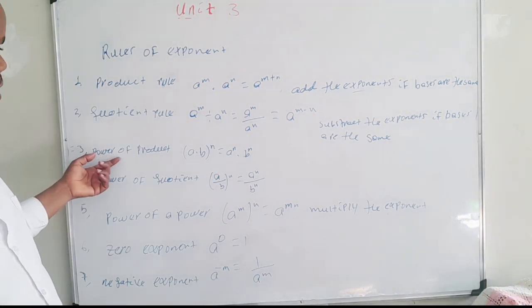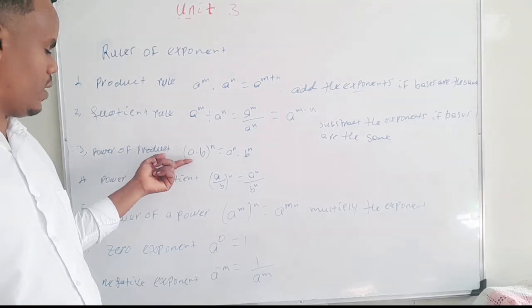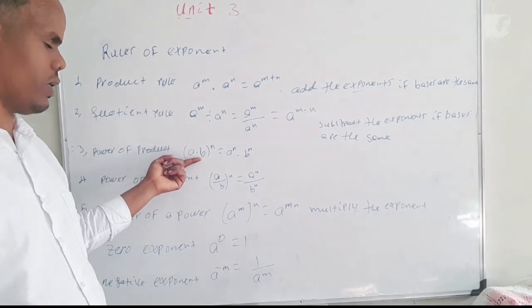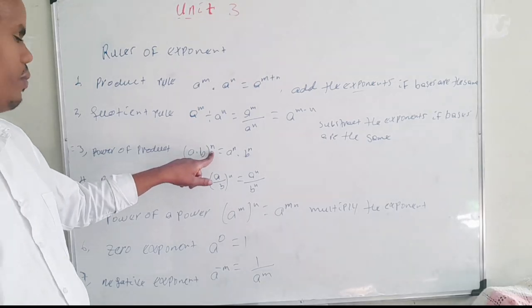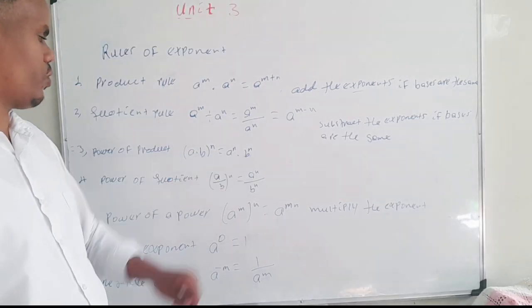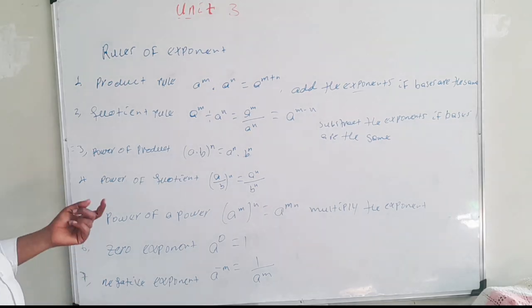And that is the product power of a product, which means here we have different bases, a and b, different bases. The power of n means a to the power of n times b to the power of n.